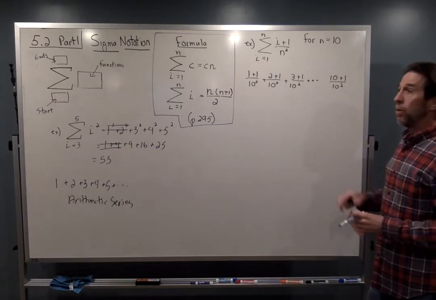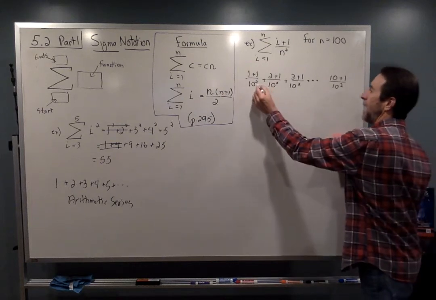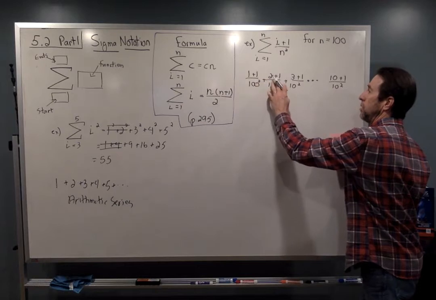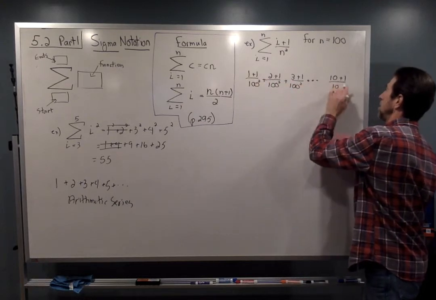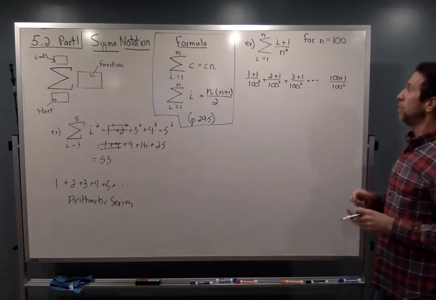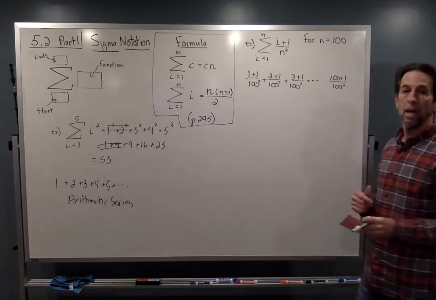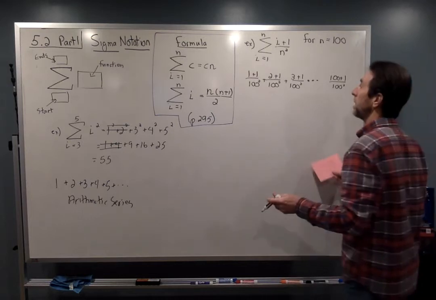Well, what if this were 100? All of a sudden, I don't want to do this calculation. So what I can do is create a new formula in order to do it all in one big calculation. And that's what this example is about. So what I can do is this.